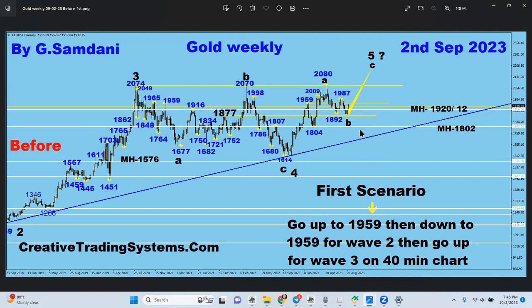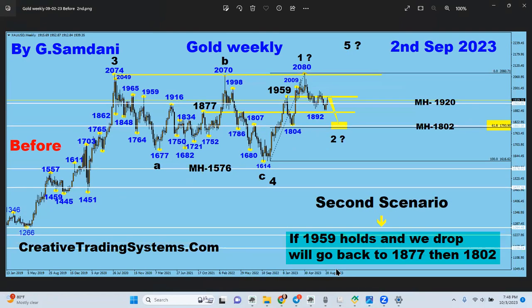The second scenario was that if we cannot go above 1959, we will drop from there. I said that if 1959 holds and we drop, we'll go back to 1877, then 1802. That was the second scenario.